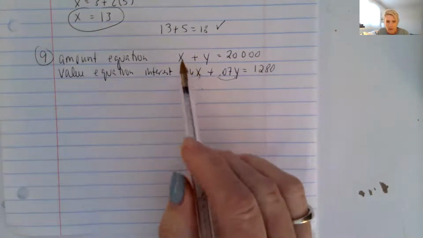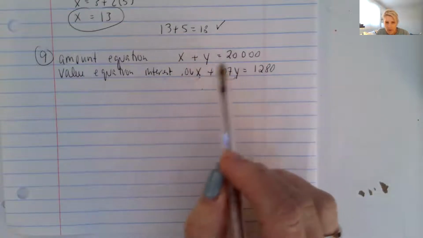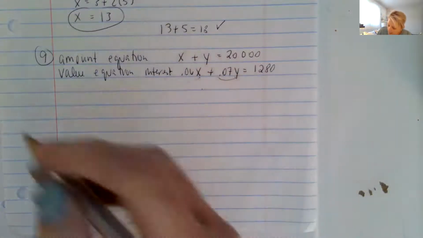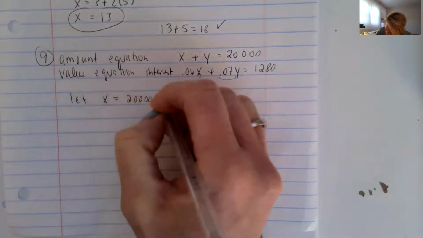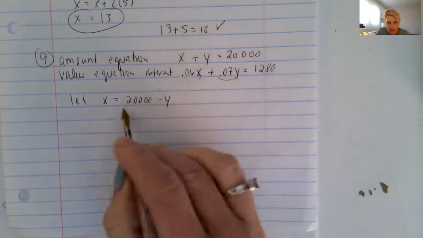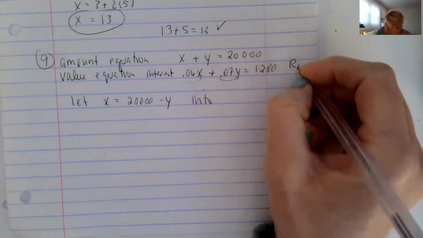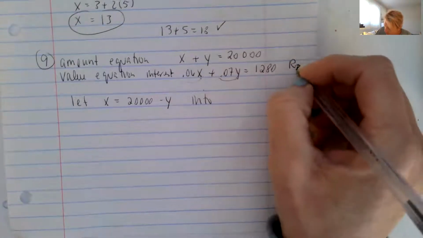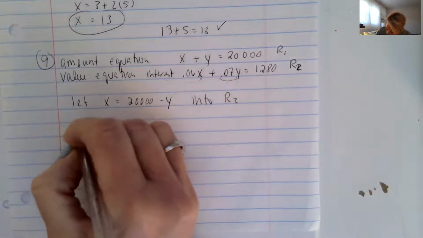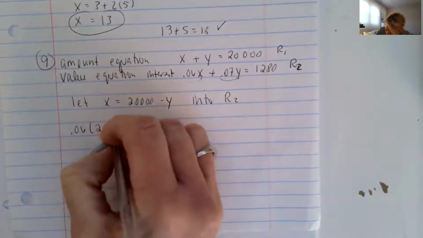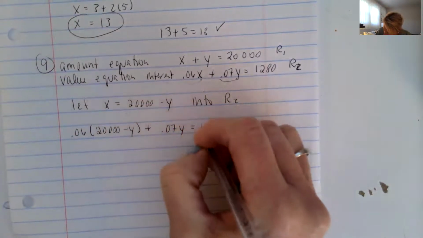Now, we could either use the elimination method and multiply one row to eliminate X or Y, but I'm just going to say, let X equal 20,000 minus Y. I'm going to just solve for X here. And then I'm going to put that into row 2. Okay, so that's my row 2. This is my row 1. So I'm going to put that into row 2. So for X 0.06, I'm going to put 20,000 minus Y, and then plus 0.07Y equals 1280.